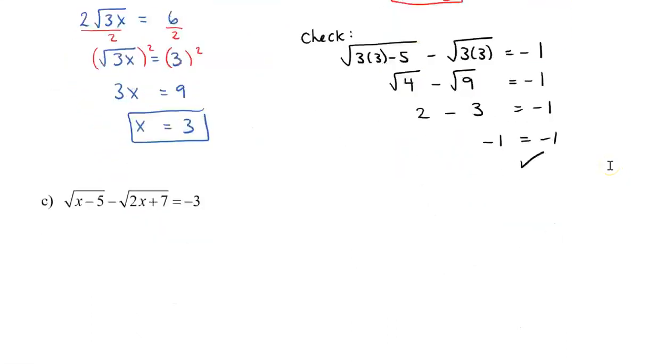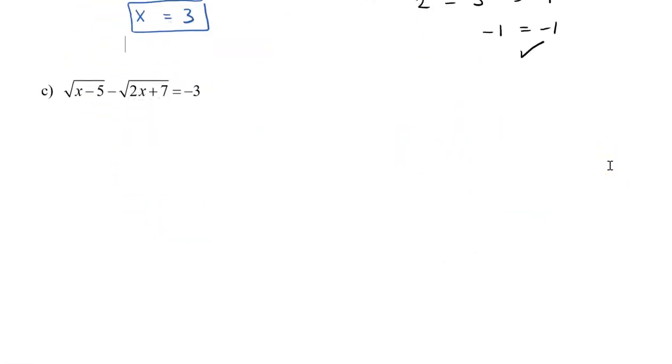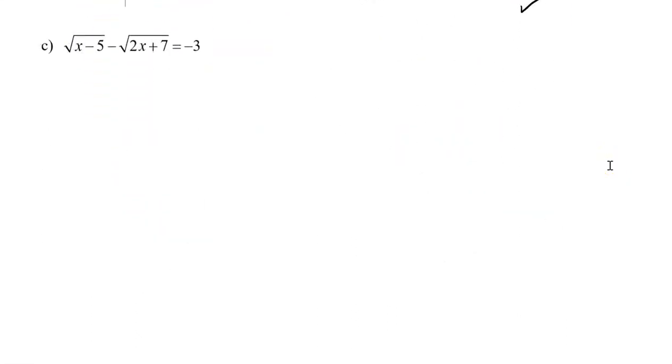All right, I'm going to show you one more example where we have two radicals again, where both of them are binomial radicals. So again, I'm going to move one of the radicals to the right side. Usually I like to move the negative so that everything's positive. So I'll move the root 2x plus 7 to the right, minus 3 is on the outside. And we're going to square this right away.